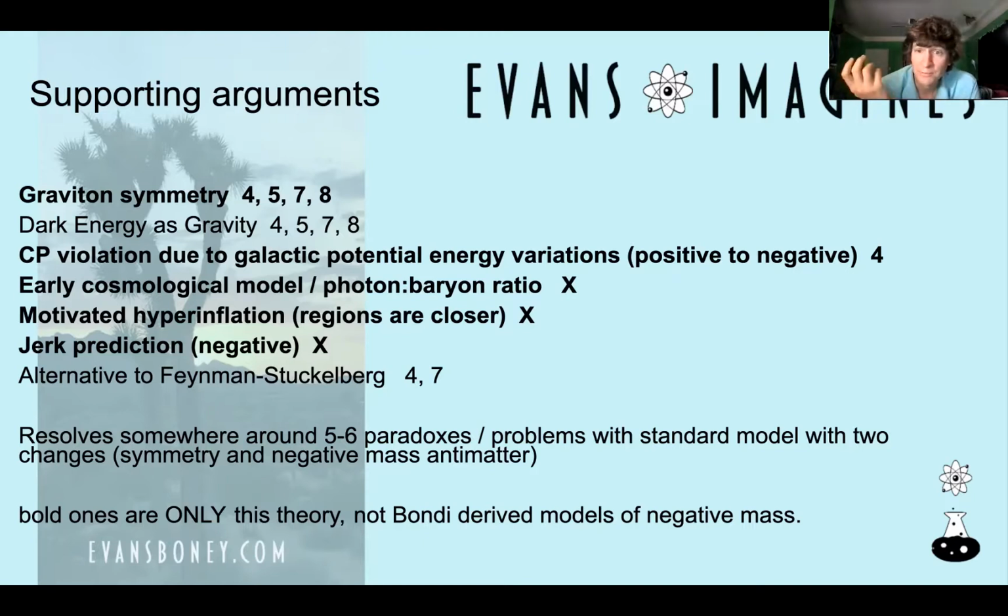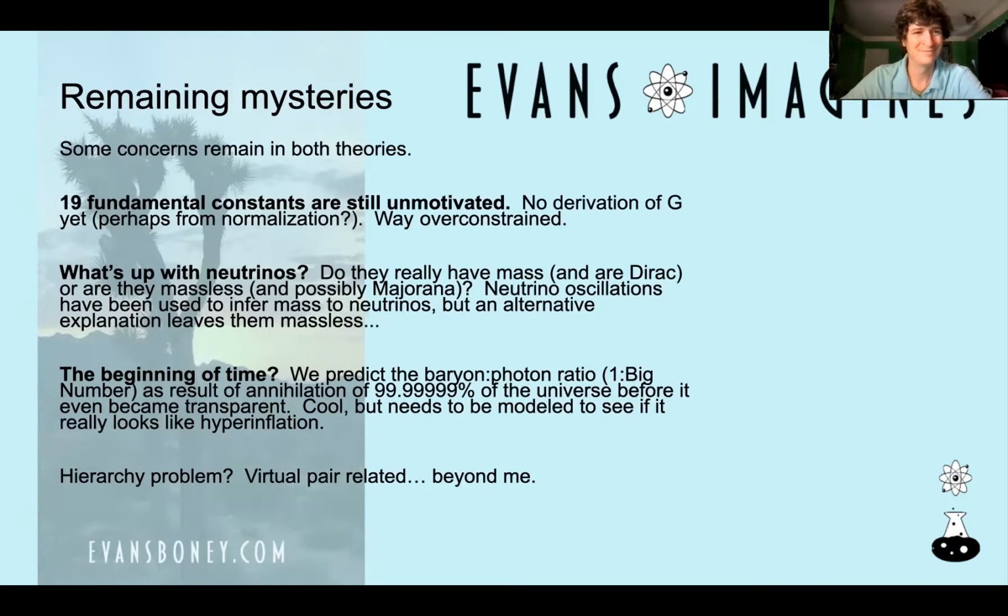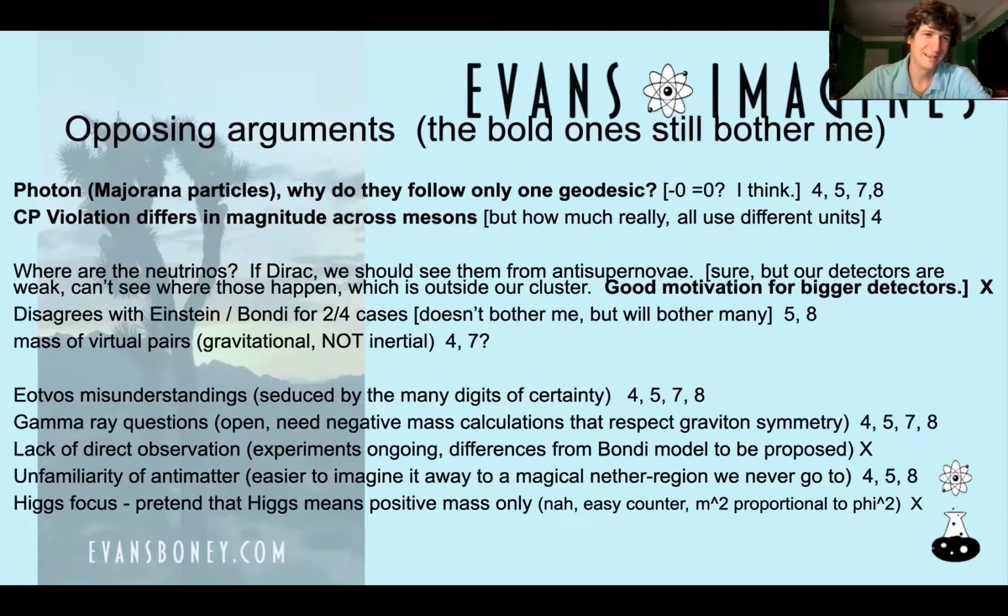So it resolves a lot of problems with only two changes: symmetry, negative mass. It's a lot. Negatives aren't complicated. They're one of the first things we did as numbers. So why not put it here with mass? Seems easy. So I think it's a good theory. I think you can tell all your friends about it. Okay, we'll go over the opposing arguments.